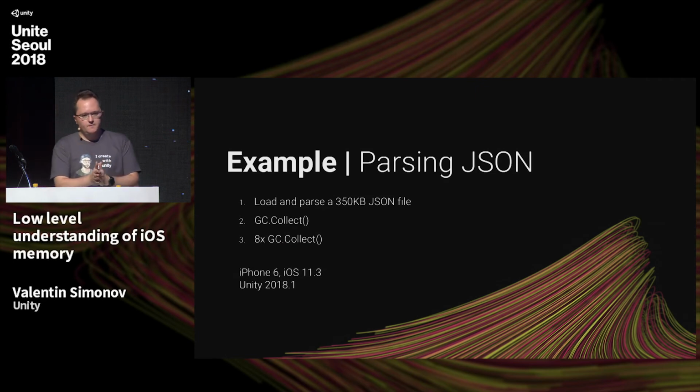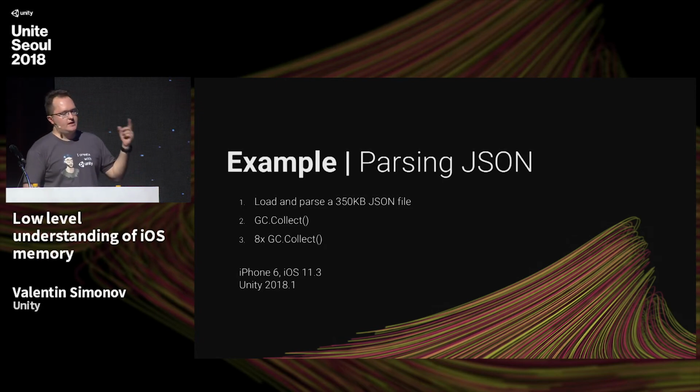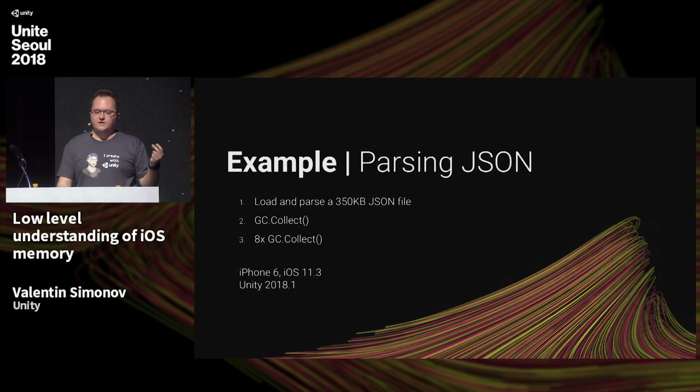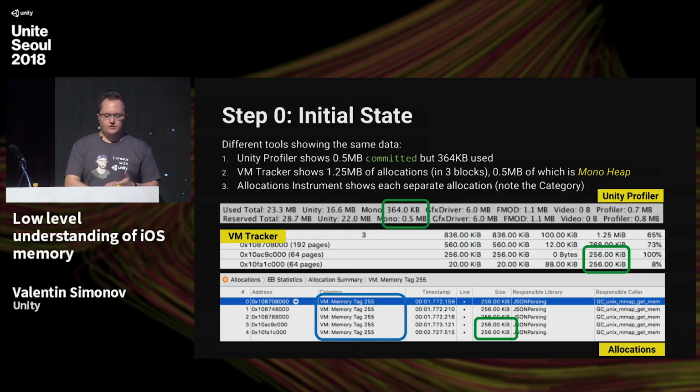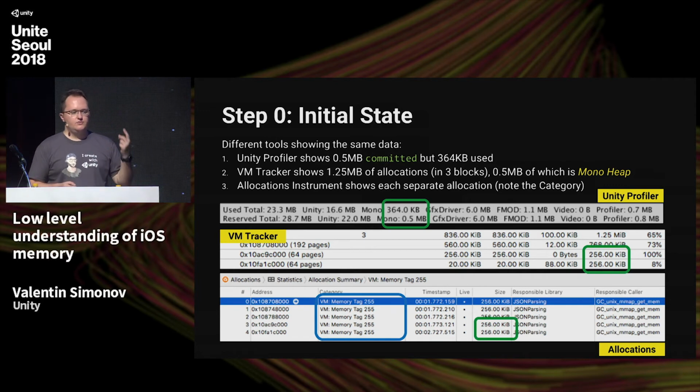And I want to show you an example. It is a bit artificial, but it simulates the usual task of loading and parsing a JSON file, which a lot of people do. It consists of 3 steps: load and parse a 350 kilobytes JSON file, call GC collect once, call GC collect 8 times. So let's see. First, actually step 0, the initial state before we load anything. We need to check this out to compare.